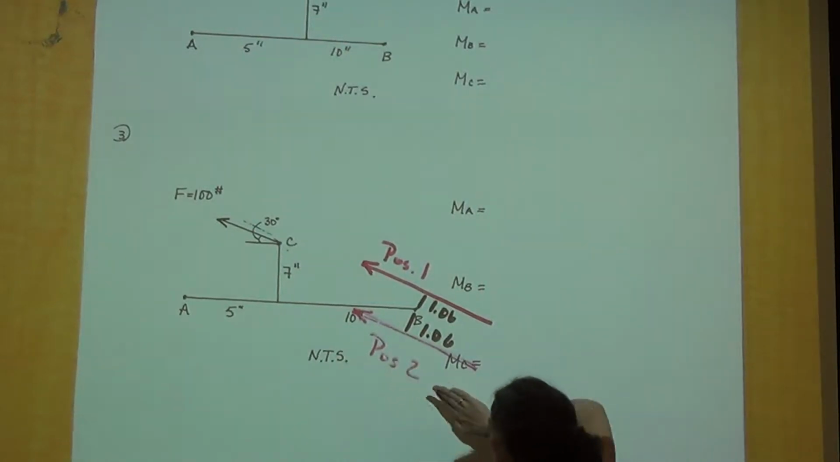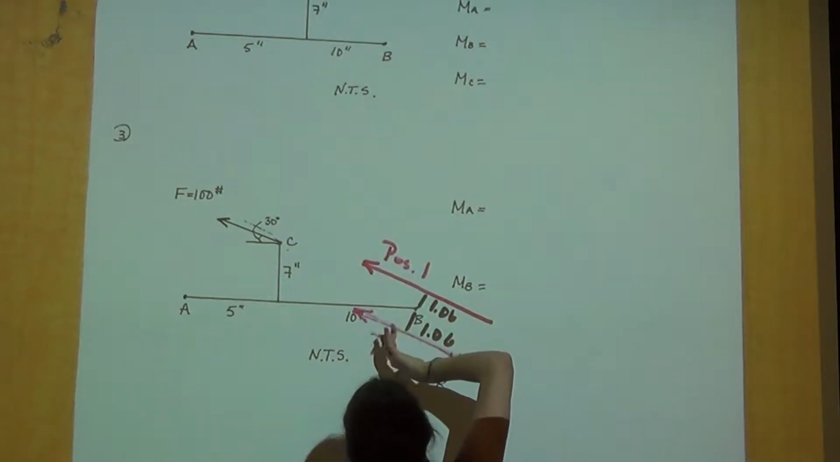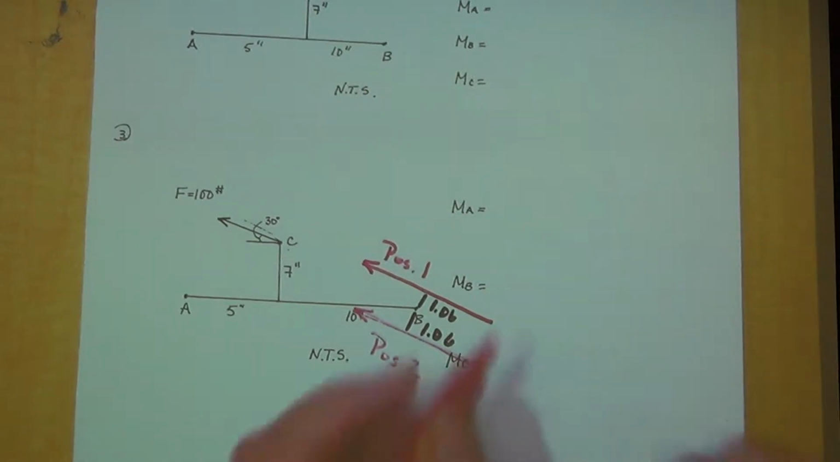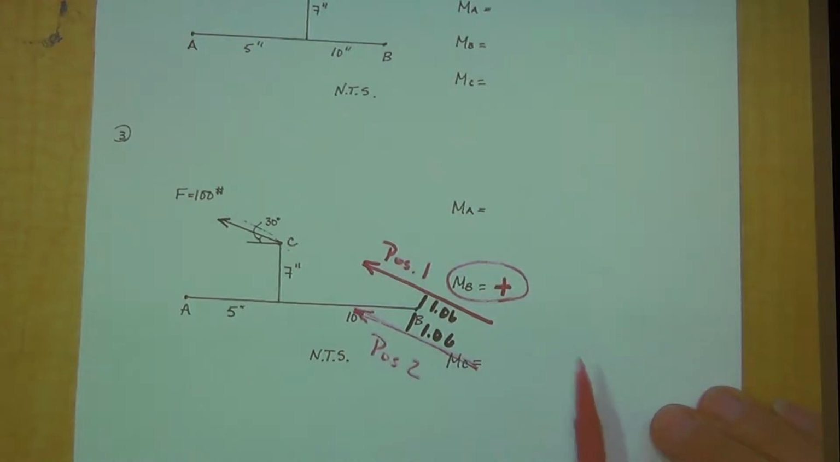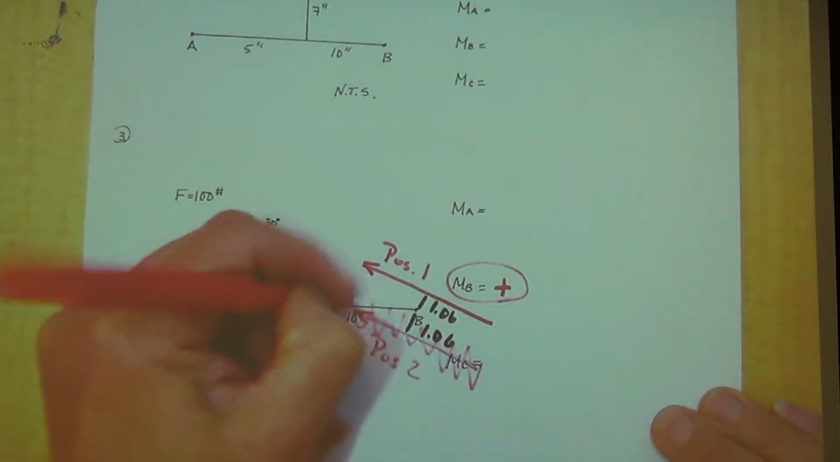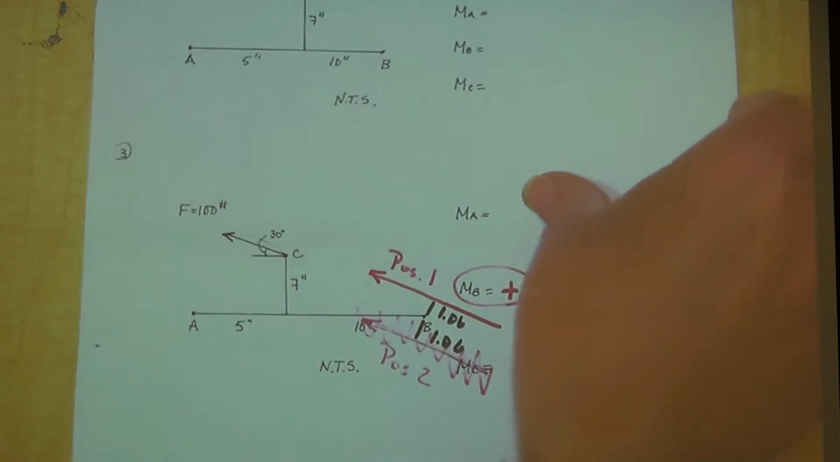But how about here? I put my fingers in the direction of force, palm goes towards B, I get a negative moment. I calculated that the moment about B was a positive value. In order for it to be a positive value, it has to be at this position 1. Okay? Questions?